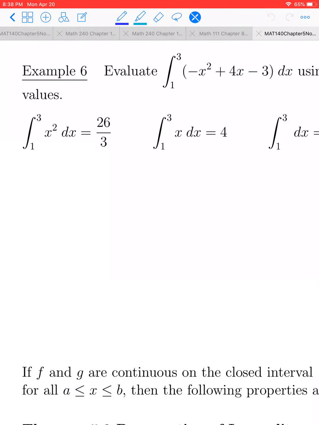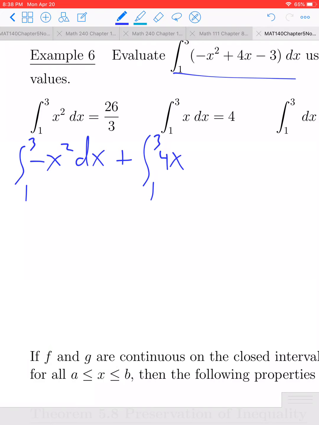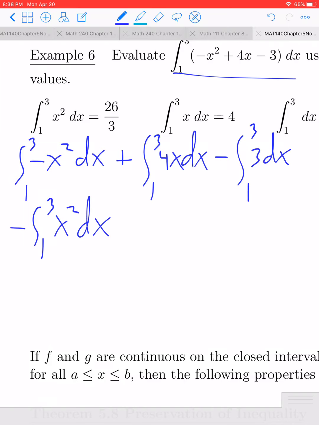What we can do is use our properties from the last slide to simplify this. I can rewrite this definite integral as the definite integral from 1 to 3 of negative x squared dx plus the definite integral from 1 to 3 of 4x dx, and then minus the definite integral from 1 to 3 of 3 dx, because the integral is linear. I can now use the constant multiple rule, which would be number 1, to factor out the constants from outside of those integrals.